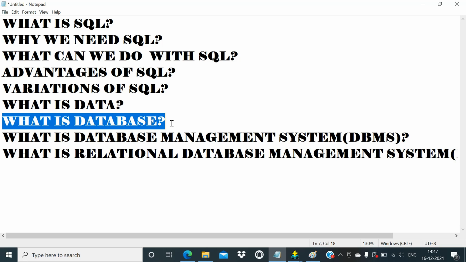This is a very important question you can get in interviews. What is the language used to communicate with the database? We use query language to communicate with database. And what are the operations performed in database? The basic operations performed in database are CRUD operations: create, read, update, and delete.